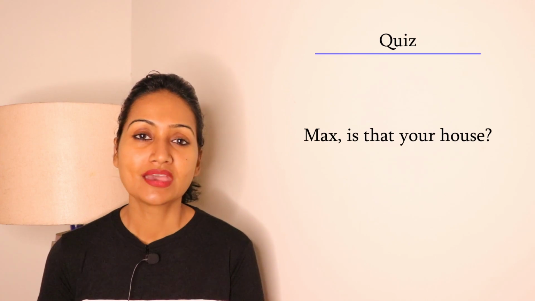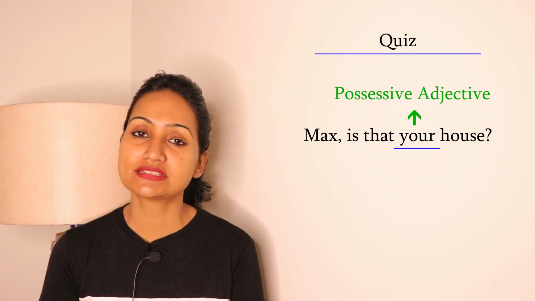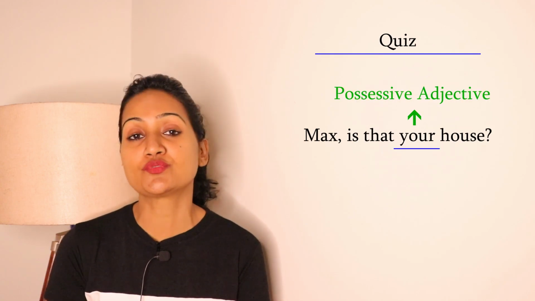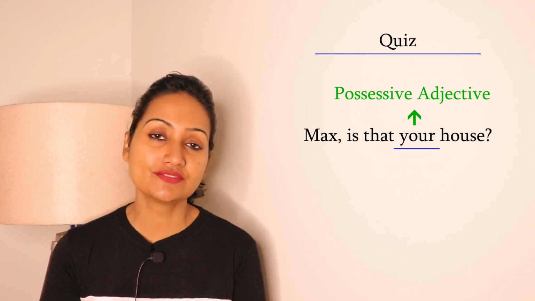Now let's have a quiz. I'll give you some sentences, and what you have to do is guess whether the sentence has a possessive pronoun or an adjective, or if a sentence has both. Now let's do it. Max, is that your house? So this sentence has a possessive adjective, your house. Your is a possessive adjective because it comes before the noun house.